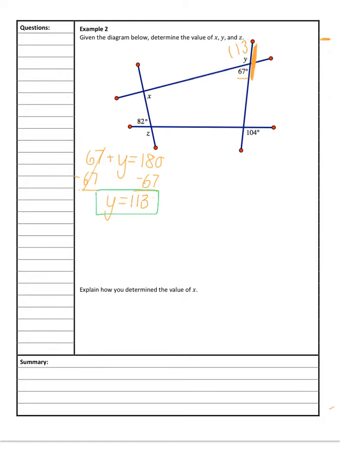And if you look at the picture, you might be saying, well, there's actually another angle on a straight line. And you're right, down over here. 82 and z would also be considered what we call supplementary, meaning that they add up to 180. So we can do a very similar setup here. This time it's just going to say 82 plus z equals 180. So subtract the 82 over.